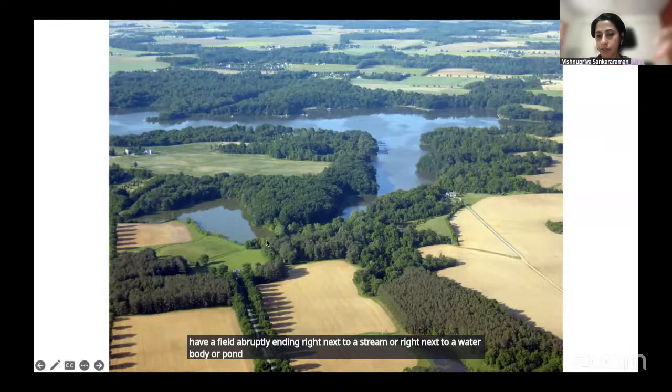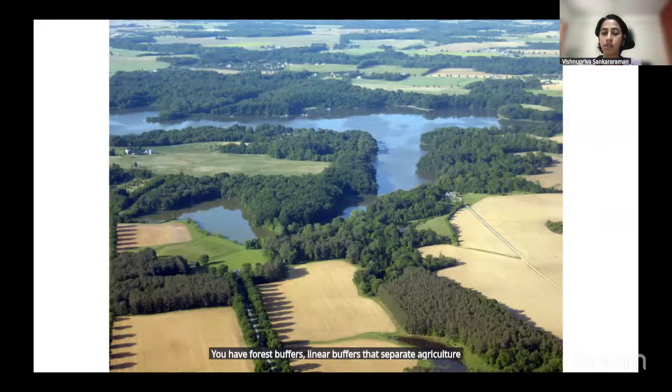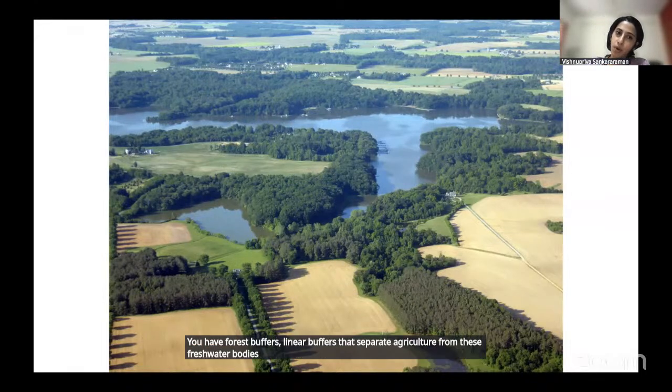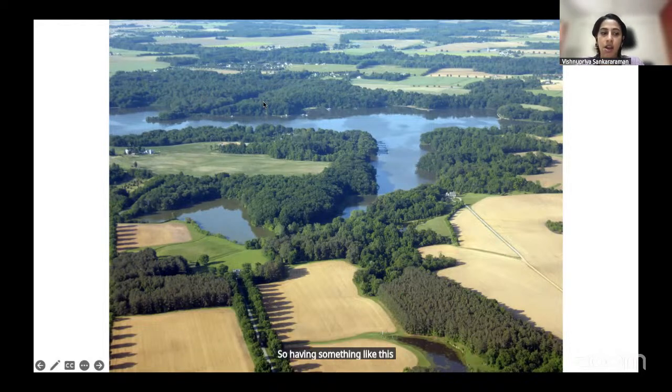You have forest buffers, linear buffers that separate agriculture from these freshwater bodies. Unfortunately, policies right now don't demand that we have soft edges between streams and plantations, especially where you saw in those tea plantations, the tea being grown right next to the stream edges, it really disturbs the stream habitats. So having something like this could really help improve amphibian conservation.